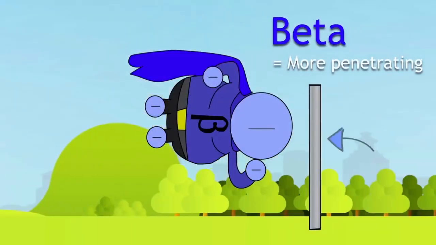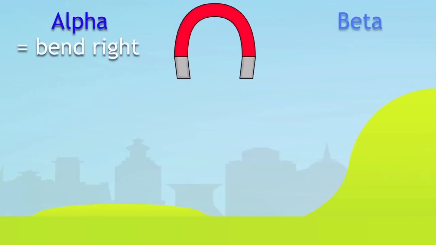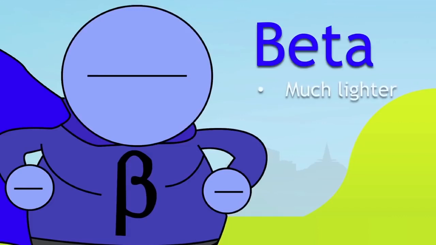It is stopped by about 0.5 centimetre of aluminium. And although it's affected by a magnetic field, so remember the alpha particles bending off to the right, then the beta particles would bend off to the left. This is beta radiation. It's much lighter than alpha radiation, and the particles have got a negative charge as opposed to a +2 charge on the alpha radiation. This is the symbol for beta radiation.